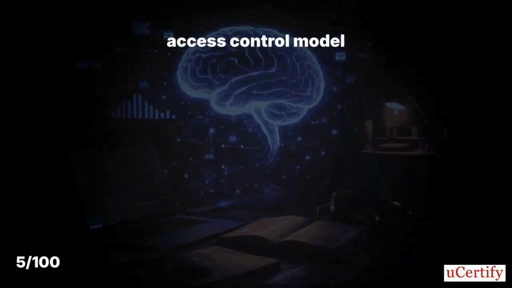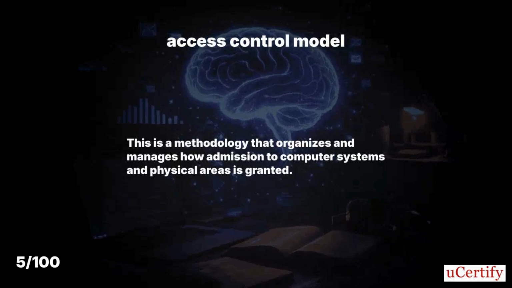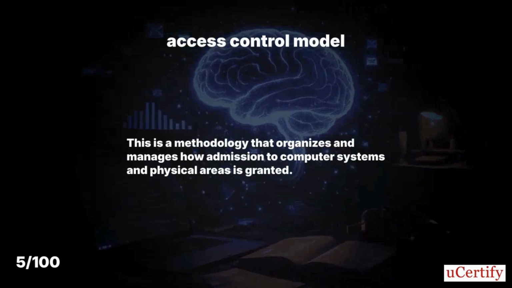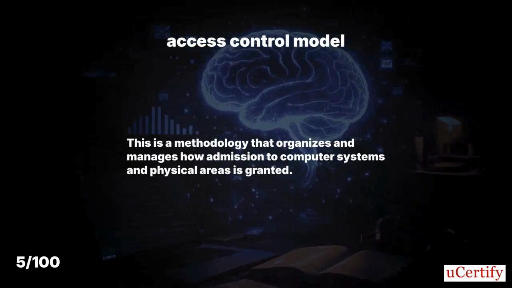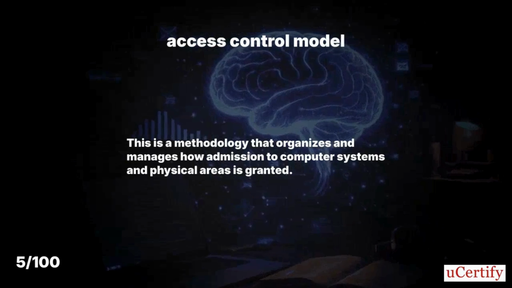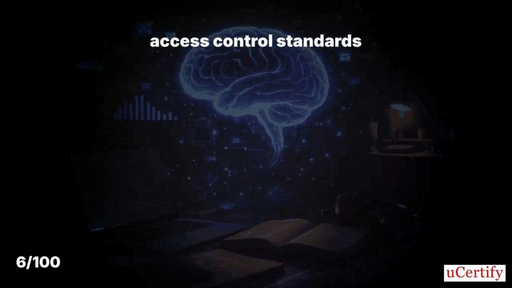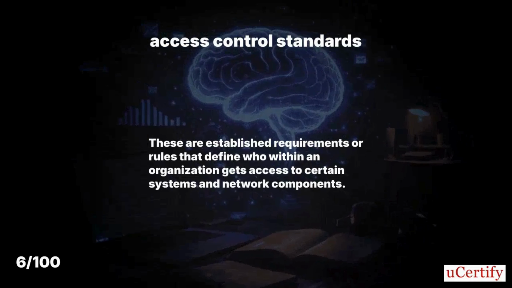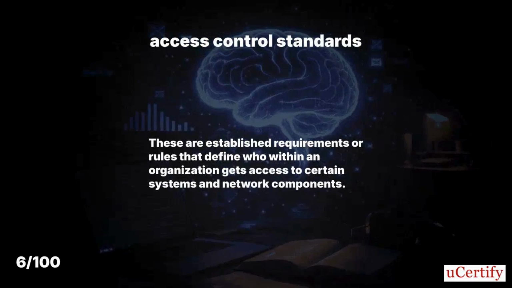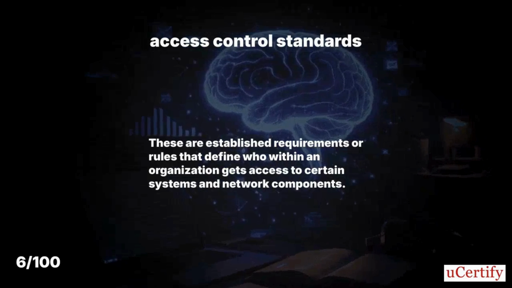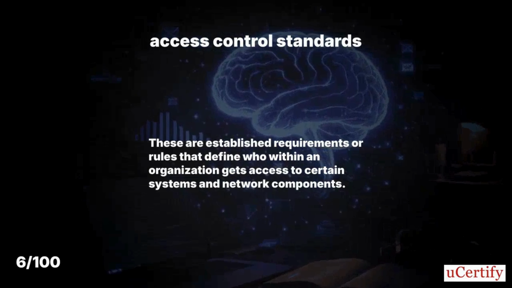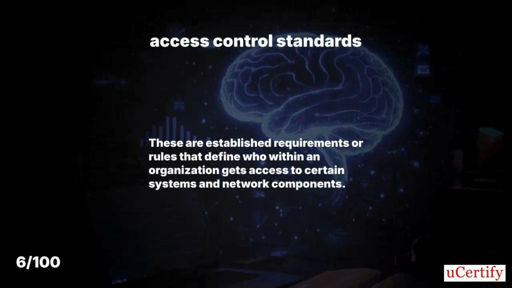Term: Access Control Model. Definition: This is a methodology that organizes and manages how admission to computer systems and physical areas is granted. Term: Access Control Standards. Definition: These are established requirements or rules that define who within an organization gets access to certain systems and network components.